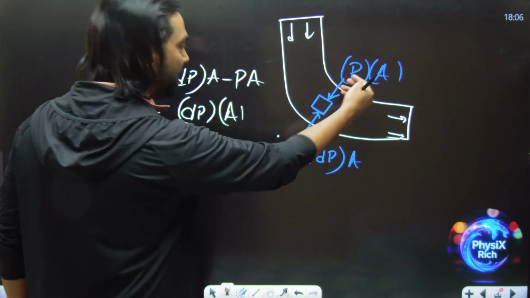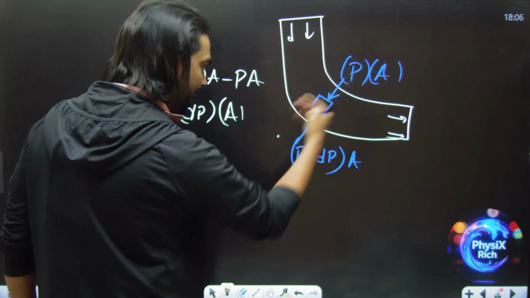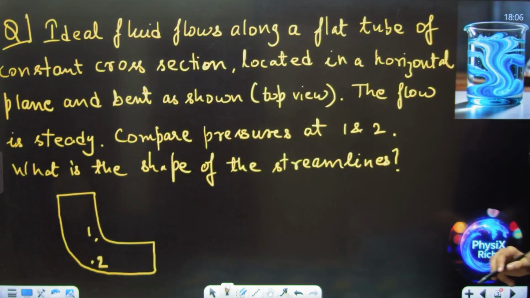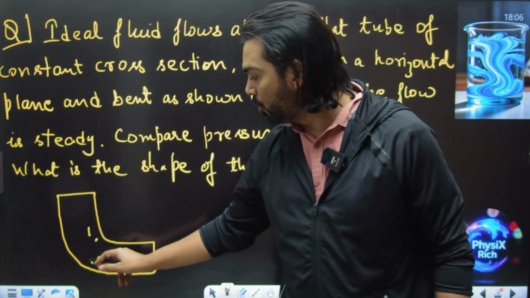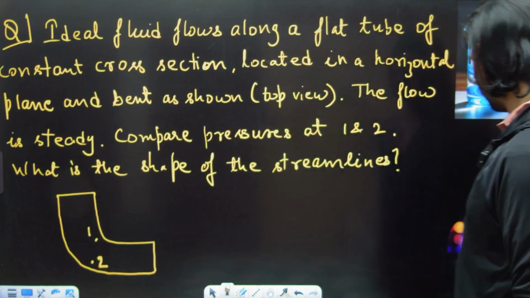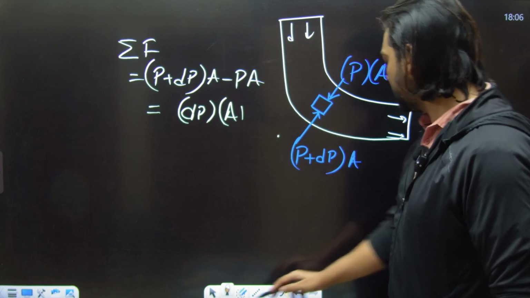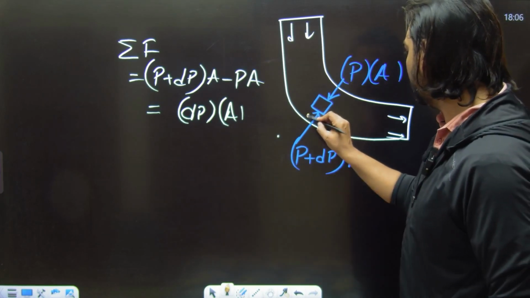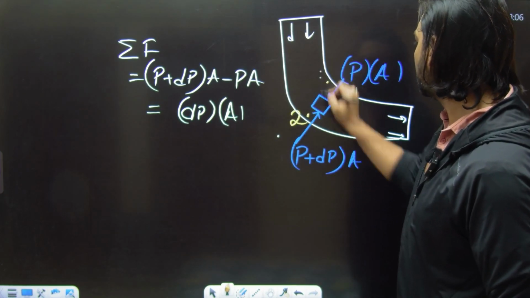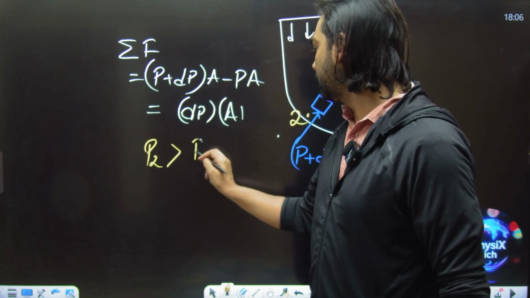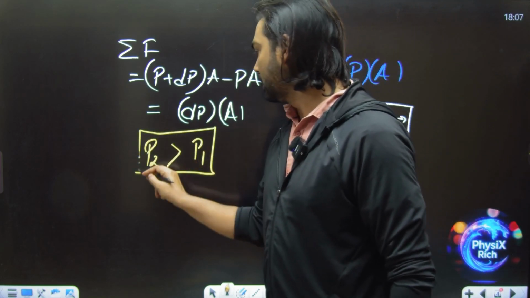The increment in pressure is happening on this side, which means that if you go back to the problem, you will realize that the point 2 is at a higher pressure compared to point 1. All right? So we can say that if this point is 2, this point is 1, then the pressure at 2 is greater than the pressure at 1. Okay?